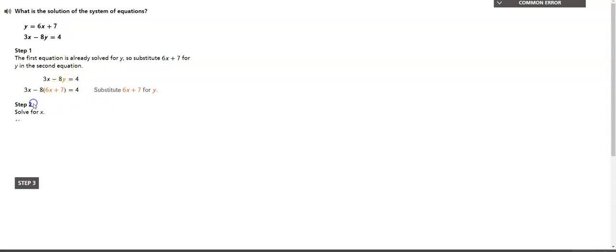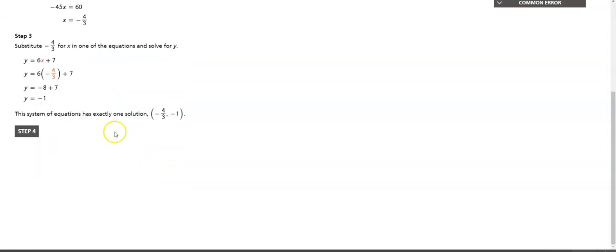Once they've done that, step 2 is to now solve for x. So they are distributing their minus 8. They are combining like terms to combine those x's here. They are then doing the inverse operation of addition to add the 56 to 4, and then the inverse operation of division to divide by negative 45, and then simplify or reduce to get x equals negative 4/3.